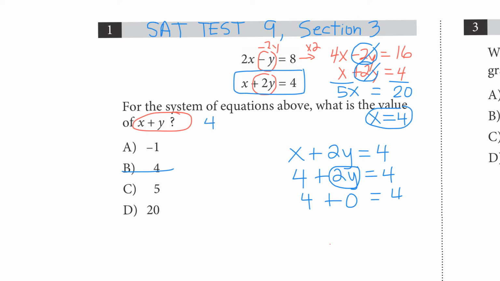So we're going to have 4 plus 0. So the answer was 4. And so go back and check that. And for answer number 1, the answer is B. X plus y is 4.